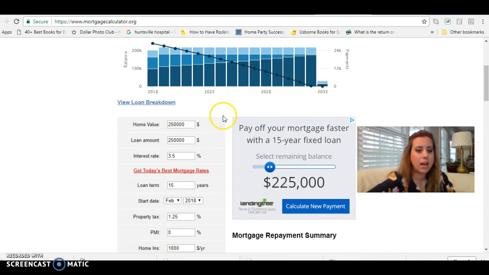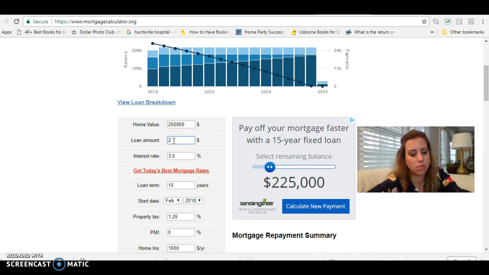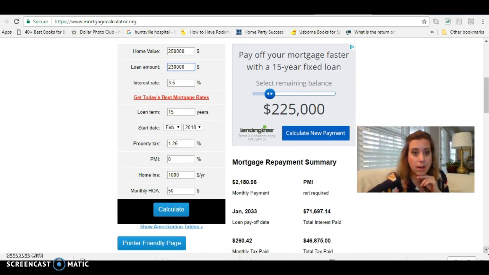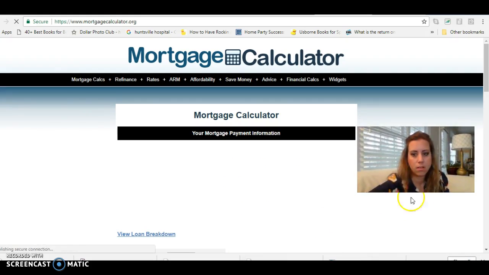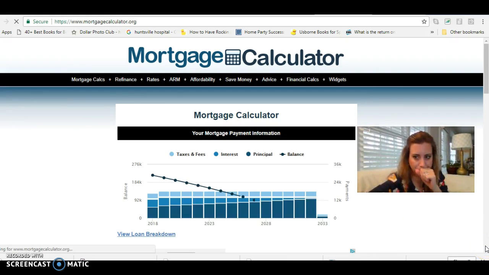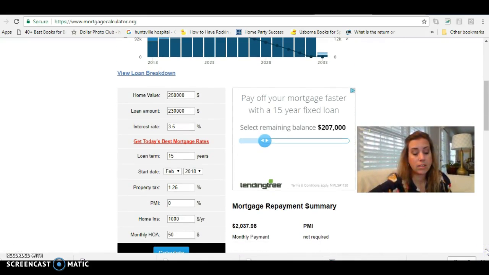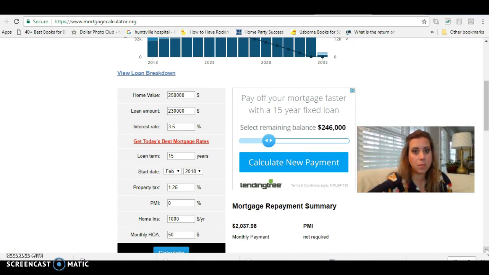All right, so just say I do want a VA loan, but I want to be able to put money down. Say I've saved up, you know, $20,000. It may or may not be lifelike to you, but I'm using this as an example. So my loan amount is going to go down. I'm only going to borrow $230,000. So watch my monthly payment from $2180.96 to, it's down by $100 a month. So just by me putting more money down.